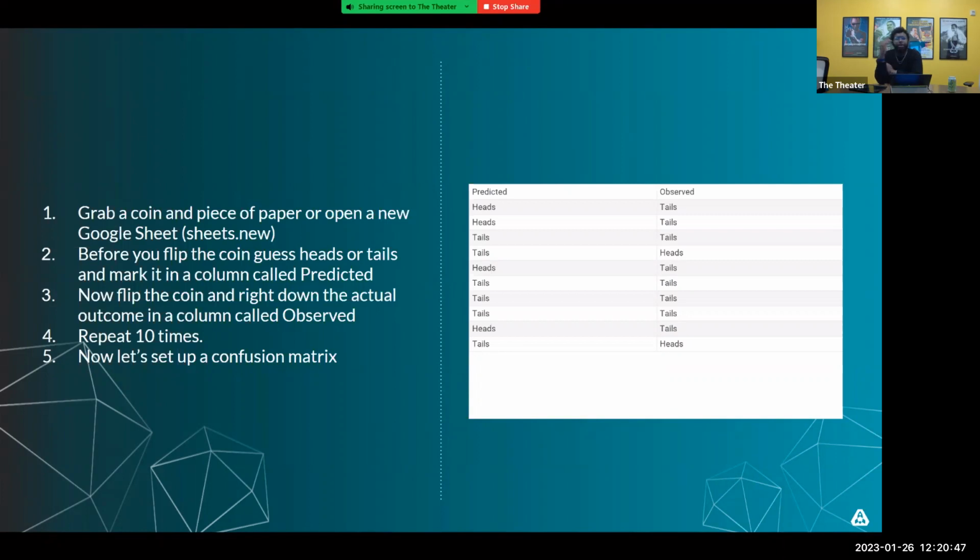And then you're going to want to make your predictions, and then you're going to want to flip the coin. So you'll just bounce back and forth. Essentially, I asked Julia what she thought the coin would land on. She would tell me, and that's what was predicted. And then we'd go to our observed, and we would see what would happen there. And so do that about 10 times. You can do it more than 10 times.